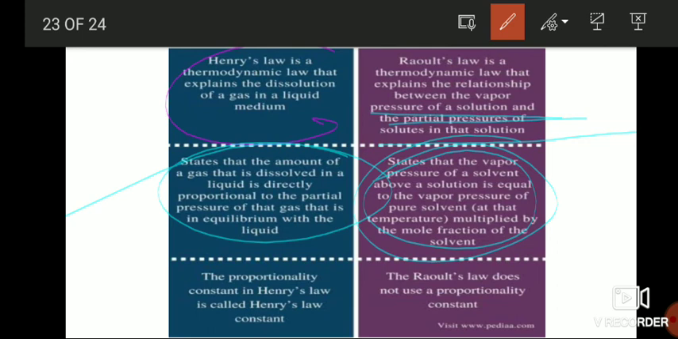In Henry's law, the proportional constant is called the Henry's law constant. Raoult's law does not use a proportionality constant.